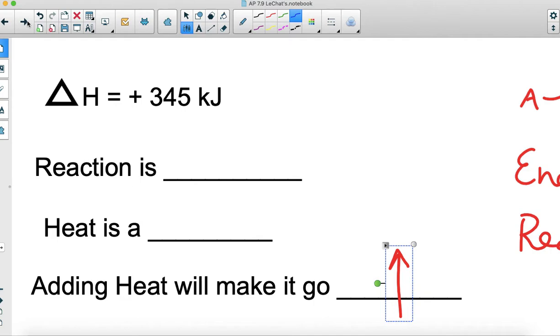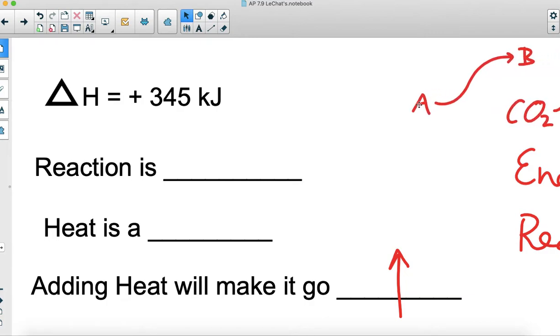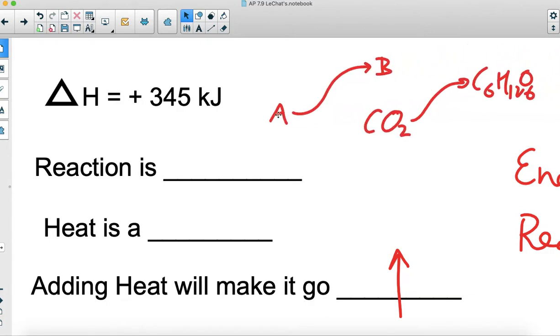All right, now here's some sample problems. Let's write this stuff down. If you have a reaction that has a delta H of 345 kilojoules, that is a positive delta H. That means the reaction is what? Gaining or losing energy. Think, my friends. If we say that it is a positive delta H from the reaction's perspective, it is gaining energy.